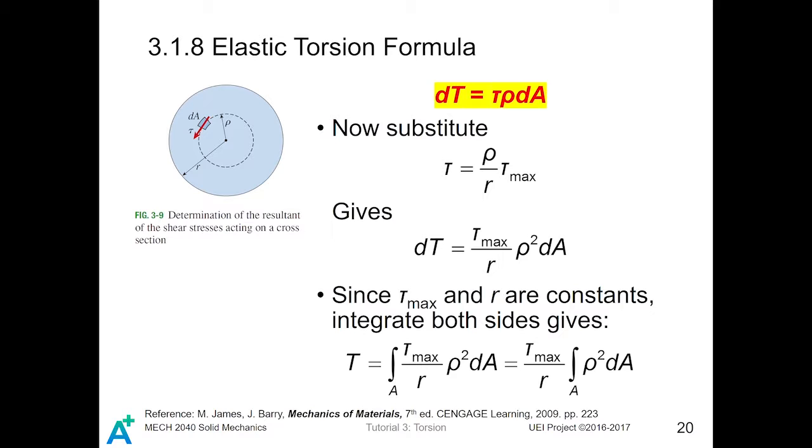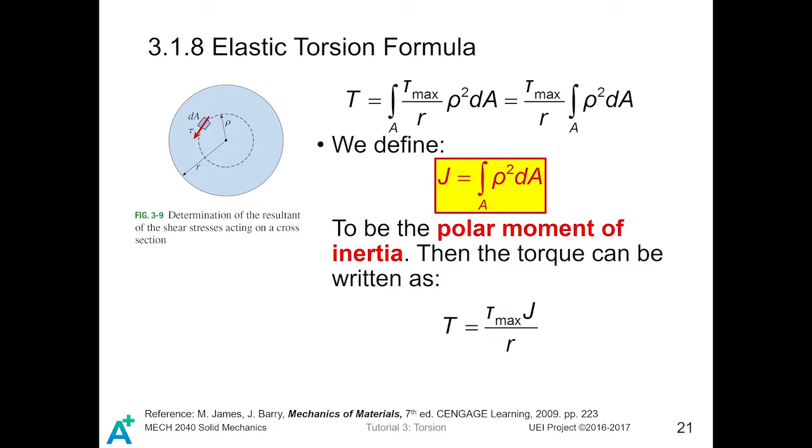Next, we substitute the relationship between the shear stress and the maximum shear stress into it. The differential torque can be rewritten in this form. Then we do the integration on both sides, and we also take this constant out, such that we get this result. Now we define a quantity called the polar moment of inertia, which is given by the integral of rho squared dA over the entire region. Then the torque can be written as T equals tau max J divided by R.